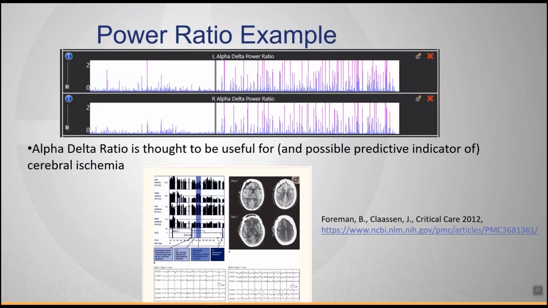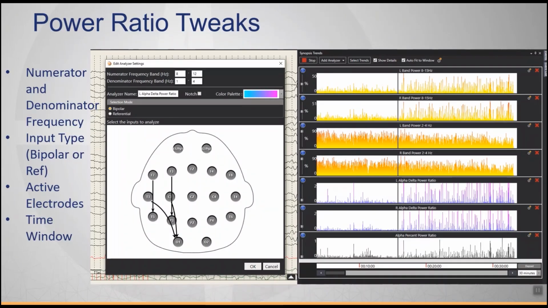I don't have a vasospasm example. The reference below is a published article on alpha delta ratio. Now, if I want to adjust things in the power ratio, there are a number of things that I can adjust. The numerator and the denominator frequencies. Now, what I've mentioned so far is alpha delta ratio, but you could select other ratios to do just by adjusting the numbers in the numerator and denominator.